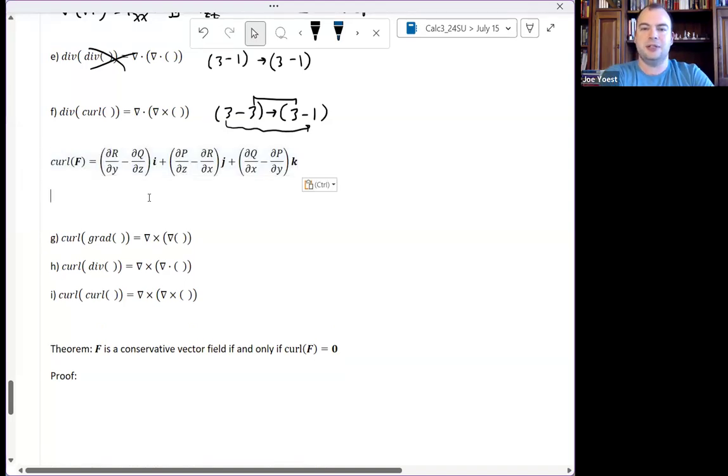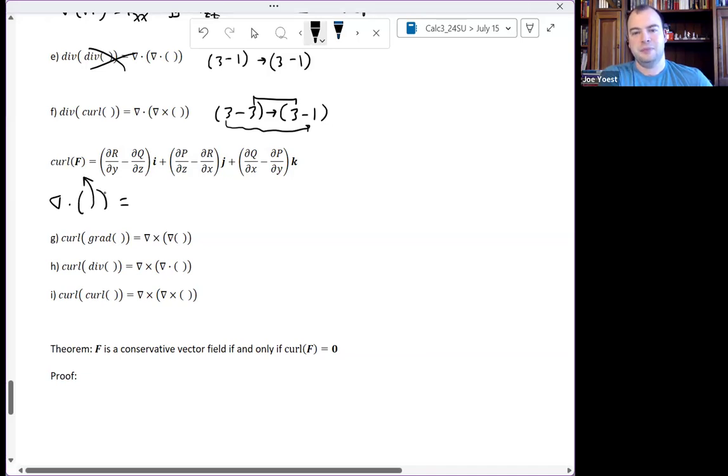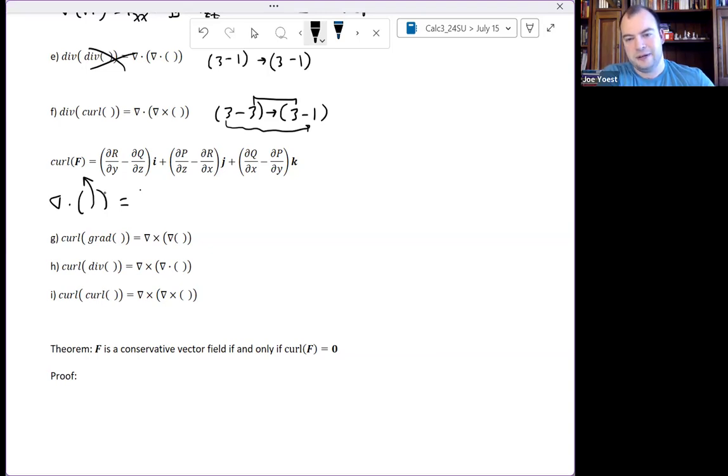So that's grad cross f, that's this bit. I want to take the divergence of this. In other words, I want to take the x derivative of the x component plus the y derivative of the y component plus the z derivative of the z component. Well, the x component is ry minus qz. I want to take the x derivative of that. That's rxy minus qxz. I'm assuming that I can flip the derivatives around.